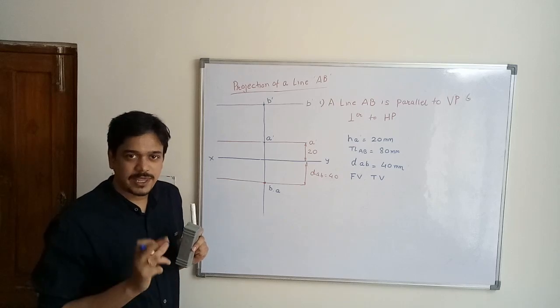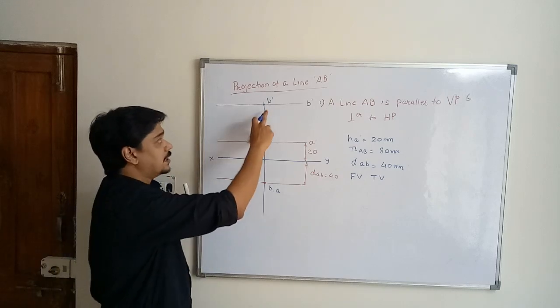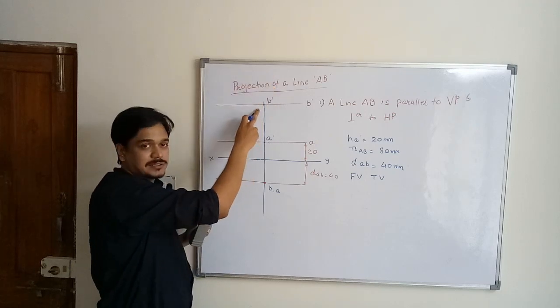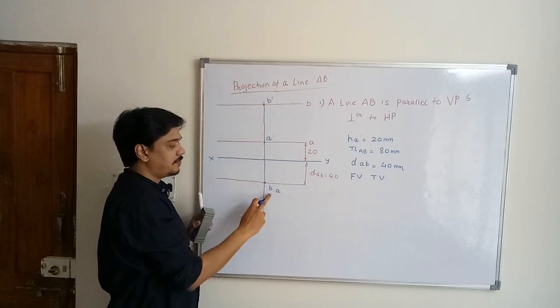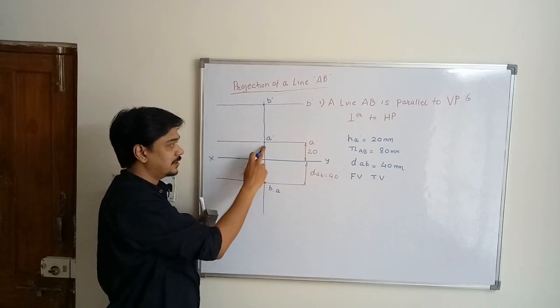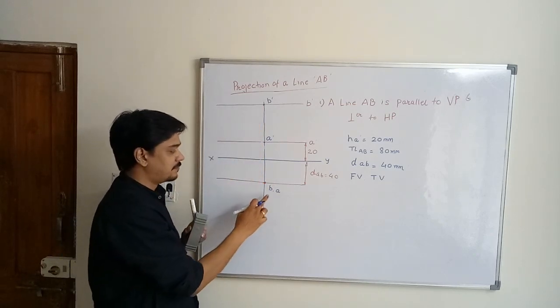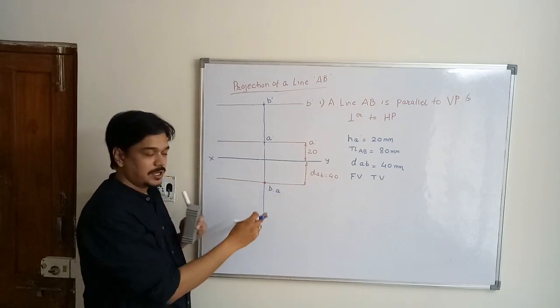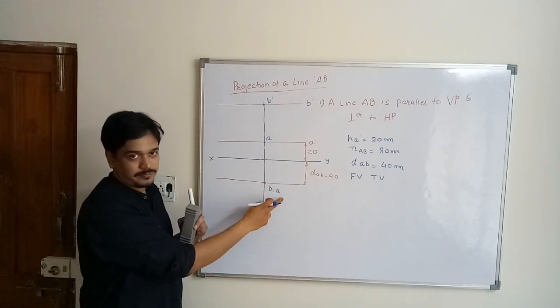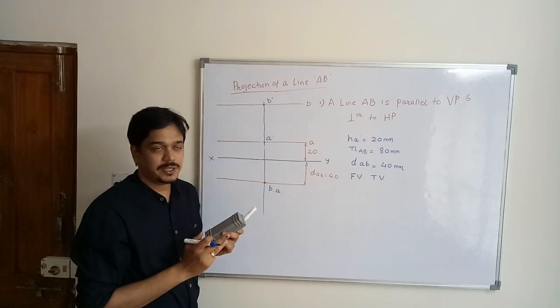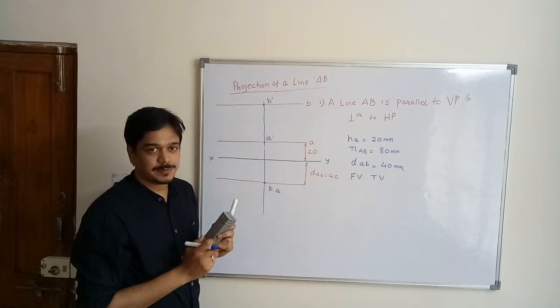What is the difference between A comma B and B comma A? If you are observing from the top direction, the point B dash appears first. That's why we will name B first, then A, because A is below B dash. So that's why in the top view the convention we have used is B comma A. This is the projection of a line which is parallel to VP and perpendicular to HP.